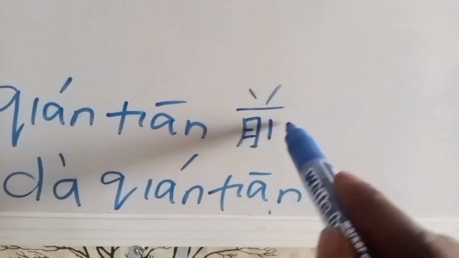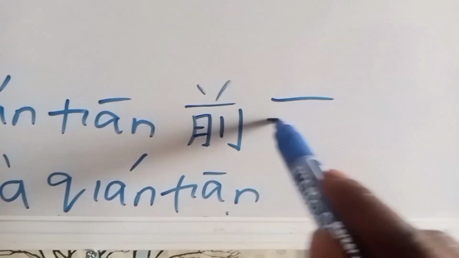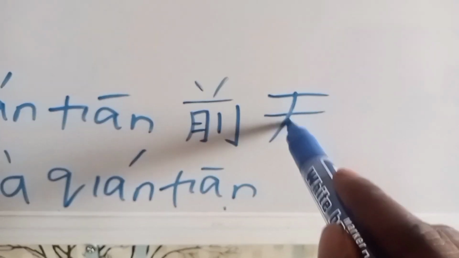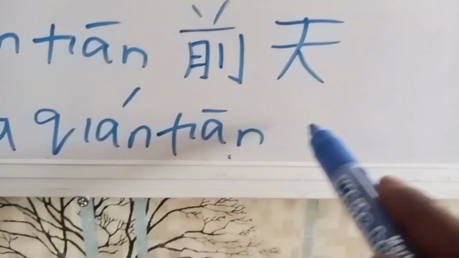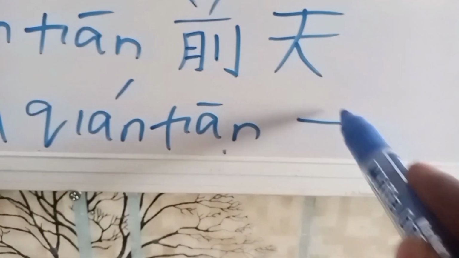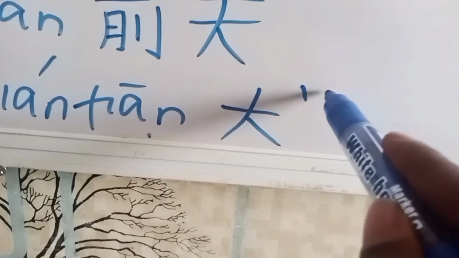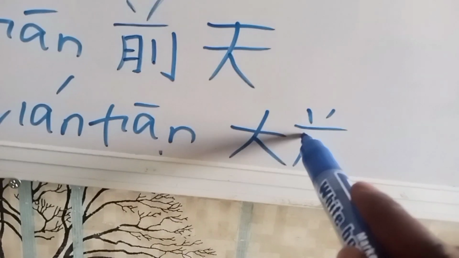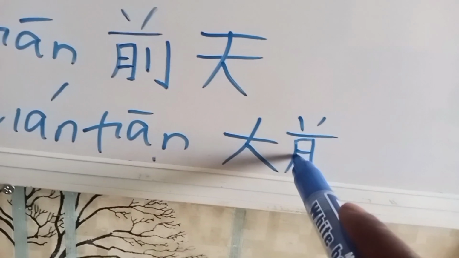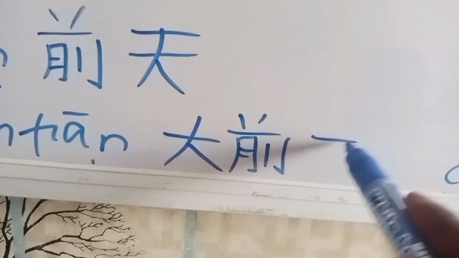Don't worry. We'll still have opportunity to write this. 前天. If I am too fast, don't worry. You will still have opportunity to learn this. 大. We remember how to write 大. 大前. 前天.